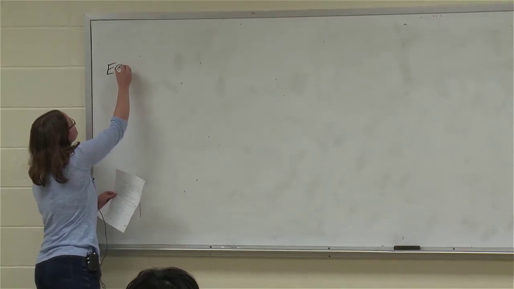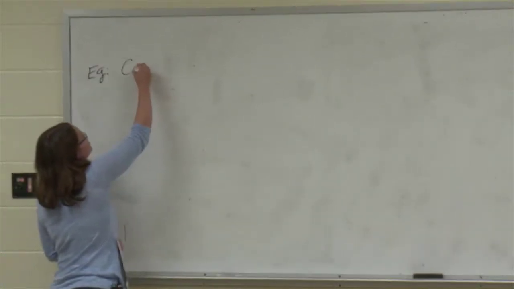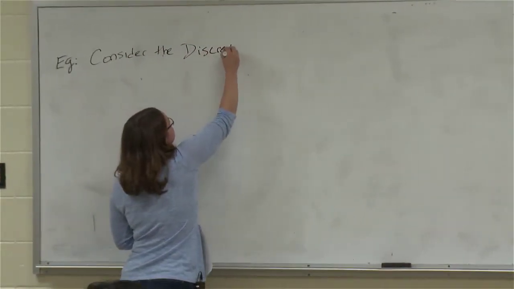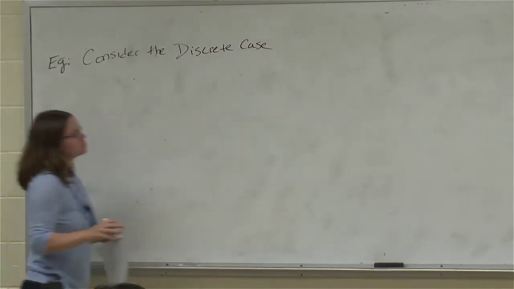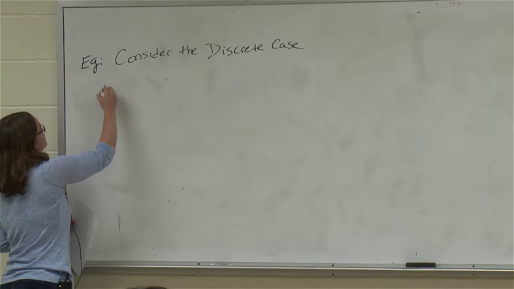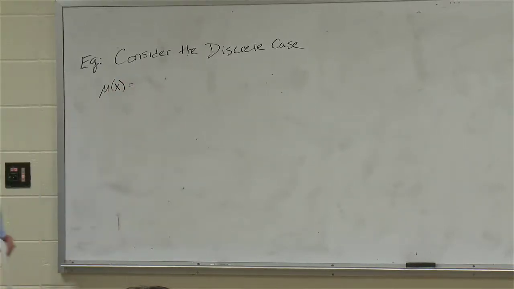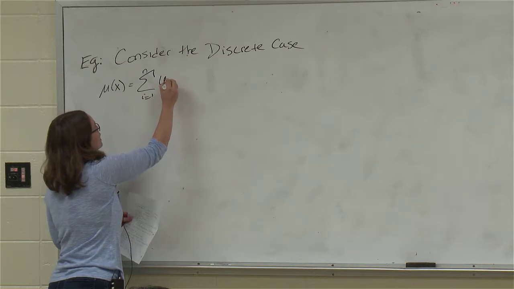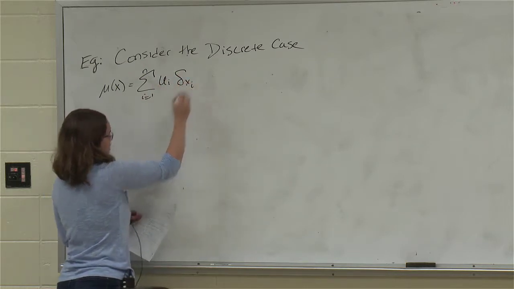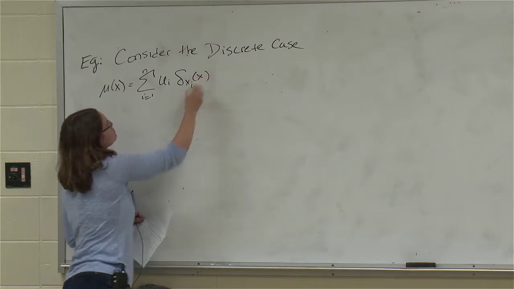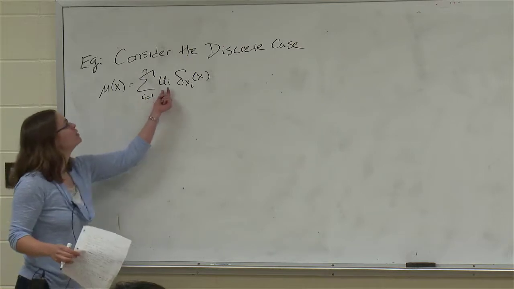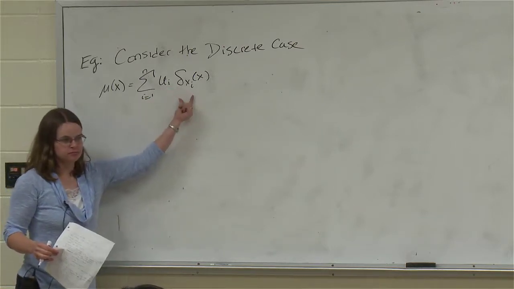That looks better. Okay, so let's consider the discrete problem. What is the discrete case? We've got a measure that I can write as a finite sum of Diracs. So I'm going to write this as ui times delta xi. Okay, so ui is the amount of mass assigned to each Dirac.